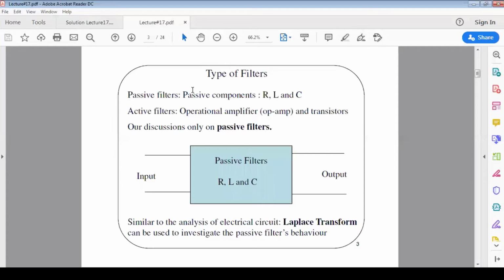Okay, this will be the layout, the block diagram of our system, where we have the input, and we have the system, in our case the filter, having the R, L, and C components, and then we have the output. So in our case, we are going to apply the Laplace transform, which can be further used in investigating the filter's behavior. So our main tool to analyze the filters is the Laplace transform, yeah.